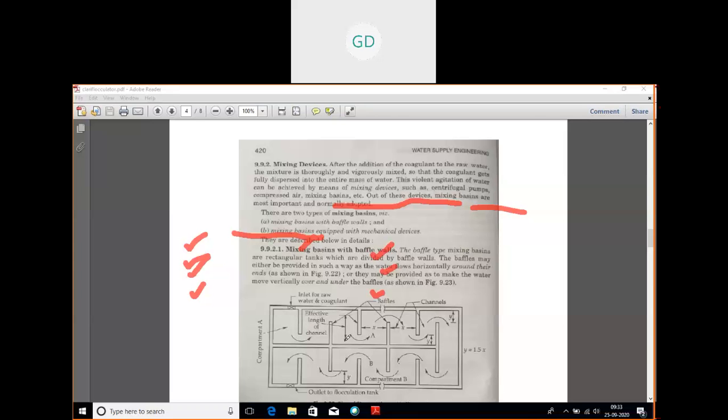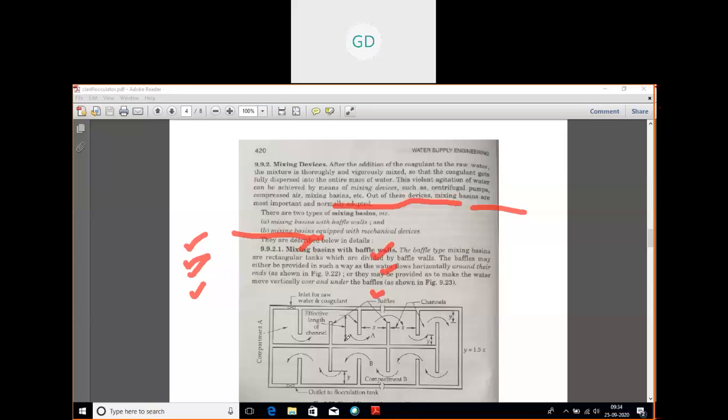Obviously we want the thorough mixing, because without it, after adding coagulants, we will not be able to get a gelatinous precipitate. Our main aim is to get a gelatinous precipitate, or a flock, so that the flock will attract the other fine particles around it, form a bigger particle, and then settle down.